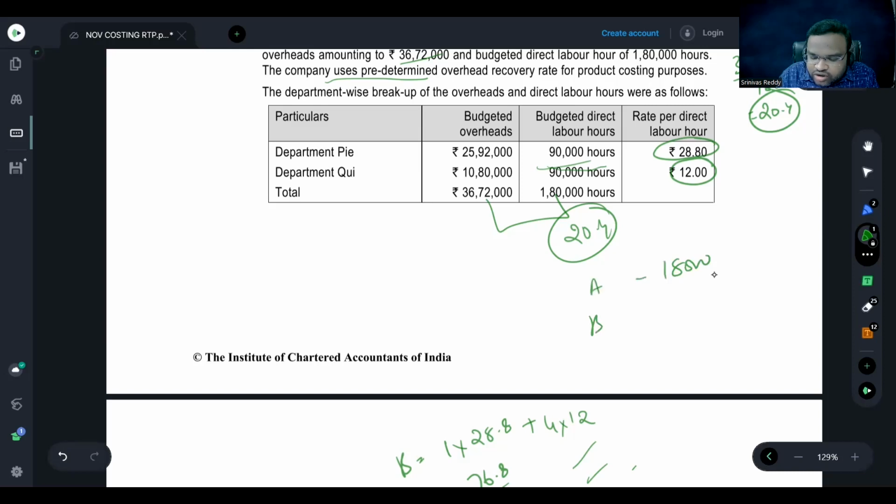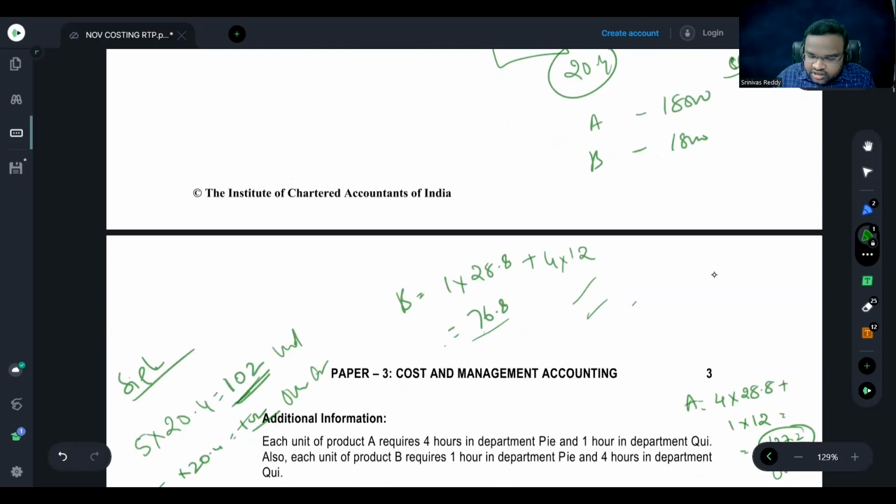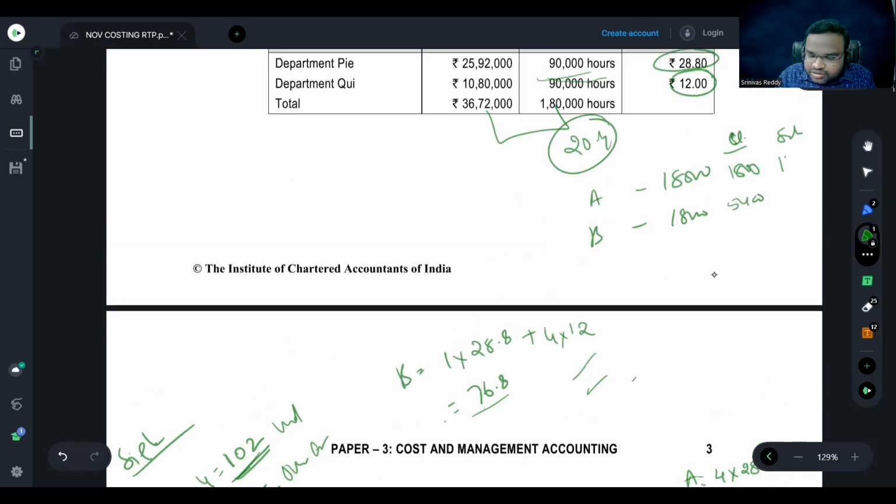How many units would you have sold? If you reduce the closing stock, you will get sales. What is the closing stock of A? 1800. B, 5400. Your sales of A would be 16,200 units. For B, 18,000 minus 5,400, how much? 12,600. Clear? So sales of A is 16,200. Sales of B is only 12,600.